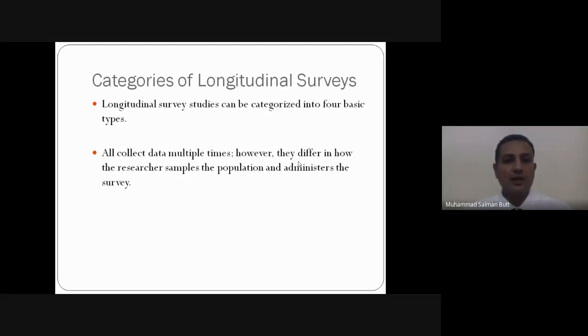The cross-sectional or the longitudinal study design can further be divided into different types. So these are the categories of longitudinal surveys. The longitudinal survey design can be categorized into four basic types, and all collect data multiple times, which is a similar aspect in all these four categories. However, they differ in how the researcher samples the population and administers the surveys.